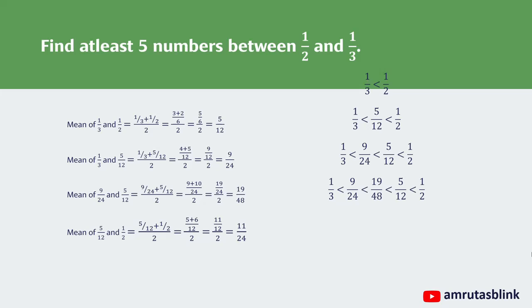Now mean of 5 by 12 and 1 by 2 is equal to 5 by 12 plus 1 by 2 upon 2. Now LCM of 12 and 2 is equal to 12. So 5 by 12 as it is, 2 6s are 12, hence 1 into 6 is equal to 6. So 1 by 2 is equal to 6 by 12. So 5 plus 6 upon 12 whole divided by 2, that is 11 by 12 divided by 2, hence it is equal to 11 by 24, and hence we'll get the order as 1 by 3 is less than 9 by 24 is less than 19 by 48 is less than 5 by 12 is less than 11 by 24 is less than 1 by 2.